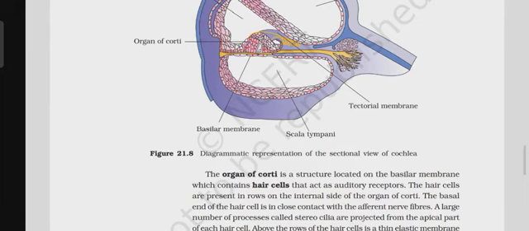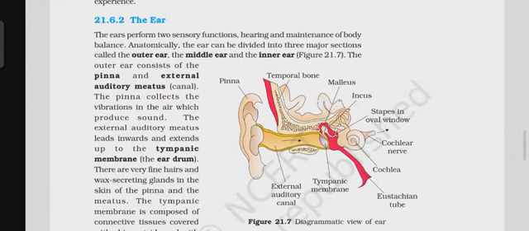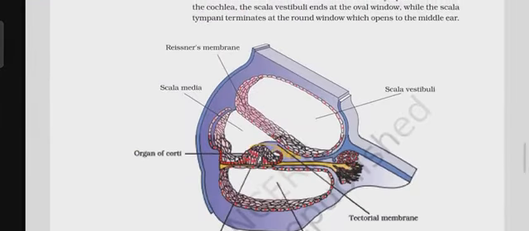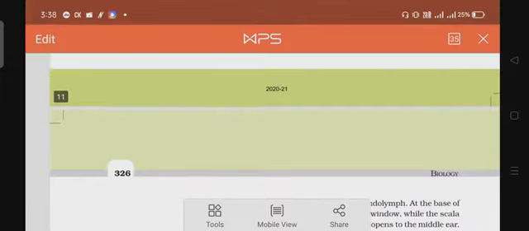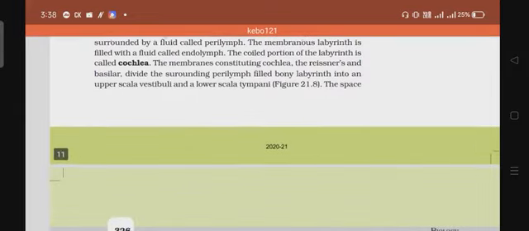We were discussing the ear. We have discussed the outer ear and the middle ear, and now we are going to discuss the inner ear. We have also discussed the structure of the inner ear, the labyrinth, membranous and bony, and what the cochlea is. All of that we have discussed.